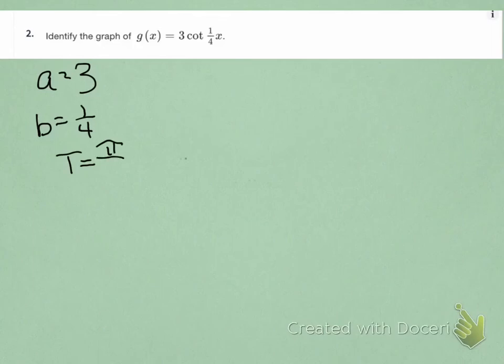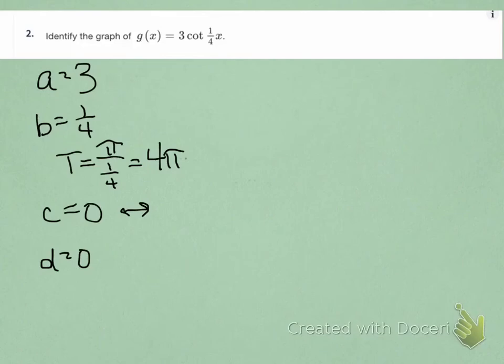Okay, keep going. Now we're going to practice graphing it. What if I didn't give you multiple choice and I said, go graph this? How do we do it? We go straight down. A is 3. B is 1/4. How does that help me? It gives me the period, which is pi divided by 1/4, which is 4 pi. Okay, C is 0. That's my left and right, so I don't have a horizontal shift. D is 0. There's no vertical shift.